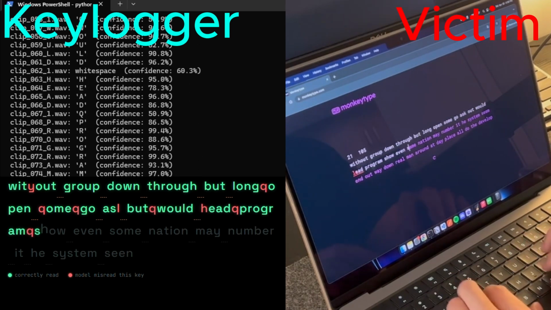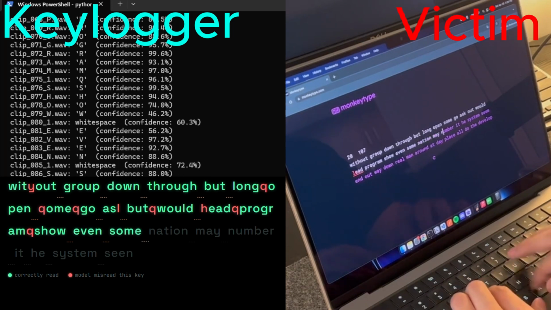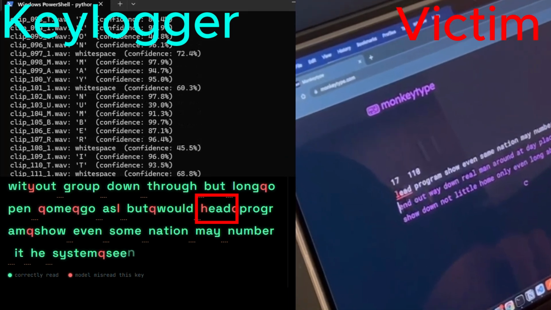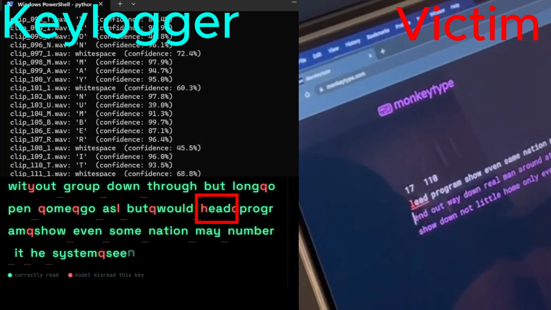And another interesting thing, if you look closer at this video, you'll see that the person actually made a typo. They meant to spell head, but instead they spelled lead, and the keylogger did a good job in catching this mistake. So I thought that was pretty cool.